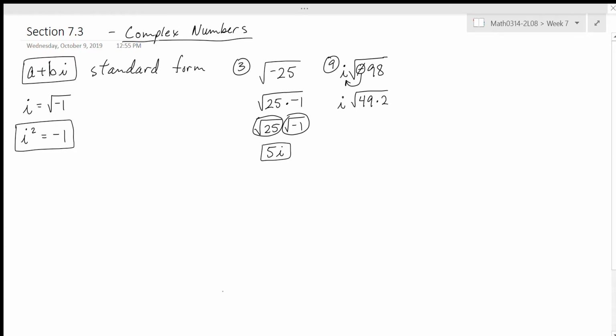Okay, good. 49 and 2. 49 times 2 is 98. And the square root of 49 is 7. Do y'all see I'm bringing the 49 out? And in order to bring it out from under the square root, you got to square root it. And so the final answer is 7i square root of 2.